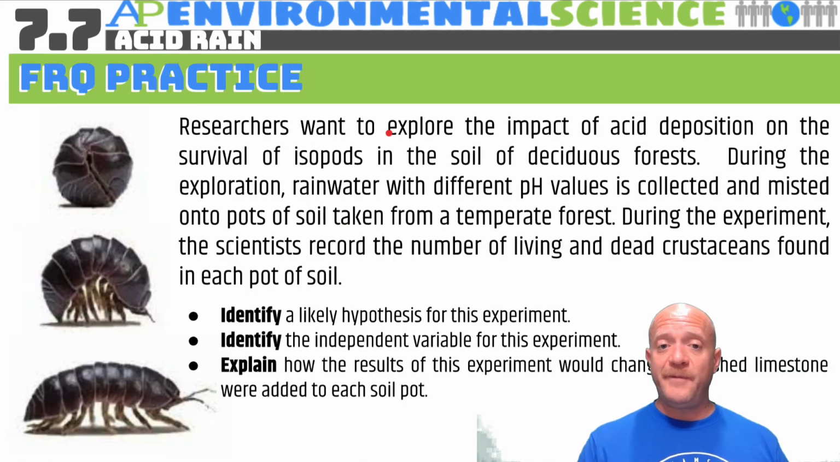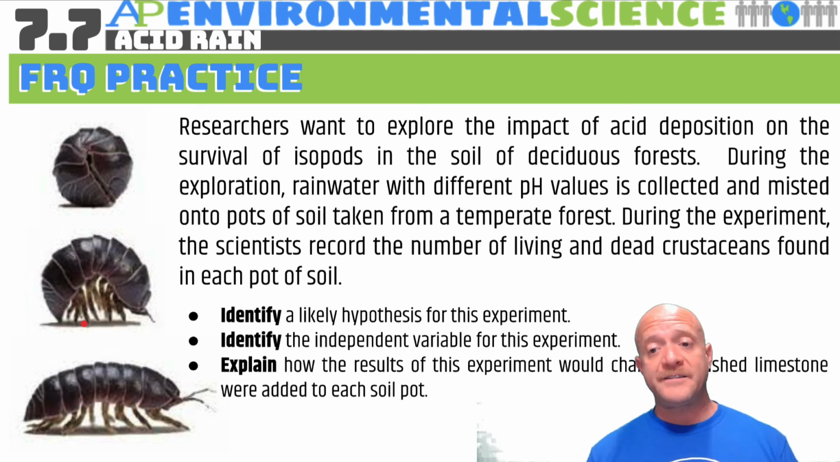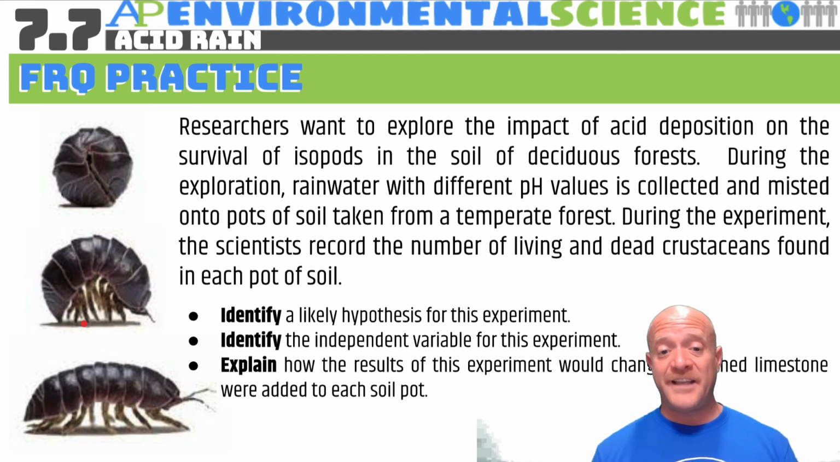So there was a lot of information. I want you to practice, and this is like a research project. So this FRQ practice: researchers want to explore the impact of acid deposition on the survival of isopods, these guys, in the soil of deciduous forests. During the exploration, rainwater with different pH values is collected and misted onto pots of soil taken from a temperate forest. During the experiment, the scientists record the number of living and dead crustaceans found in each pot of soil.